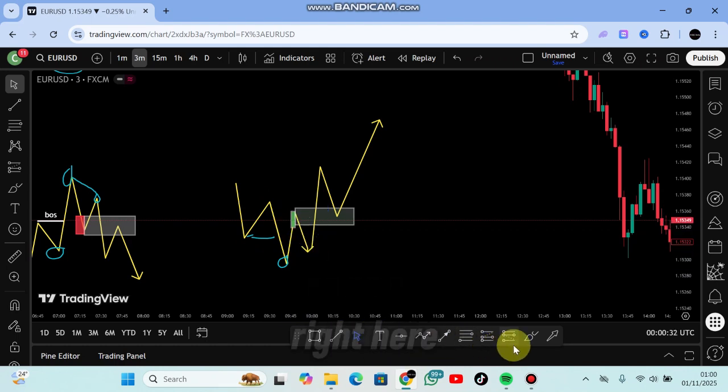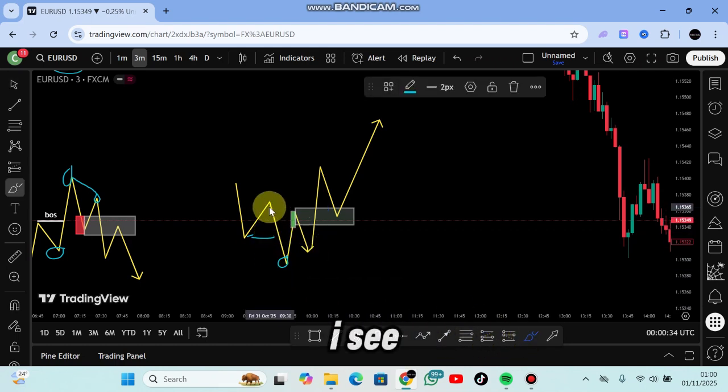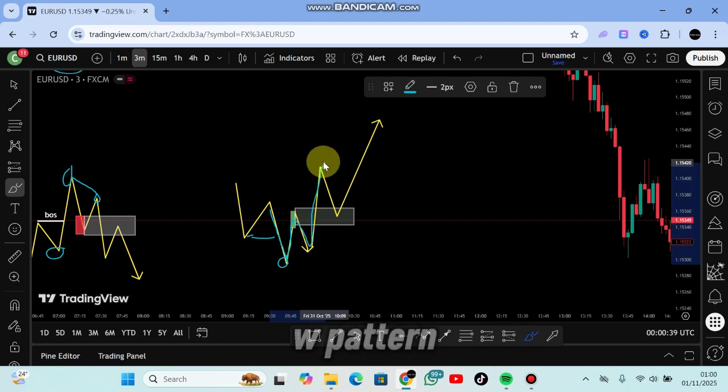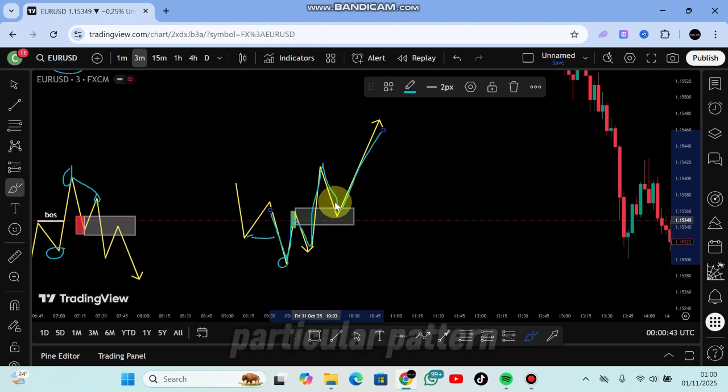You can see it, right? You can see this, this, this, this. This is a W pattern, where price retraces back and went up. So let's look for this particular pattern.